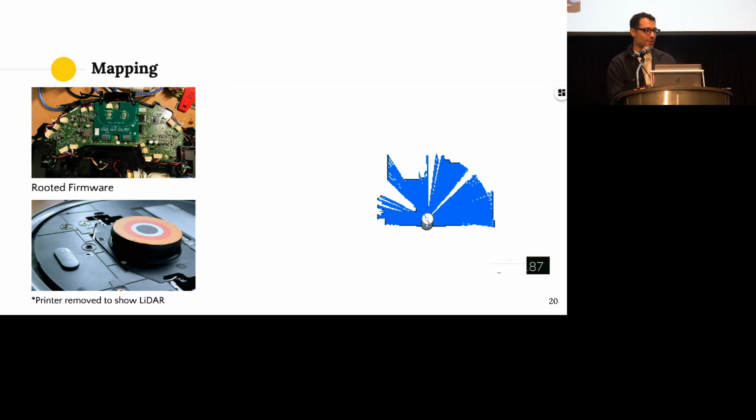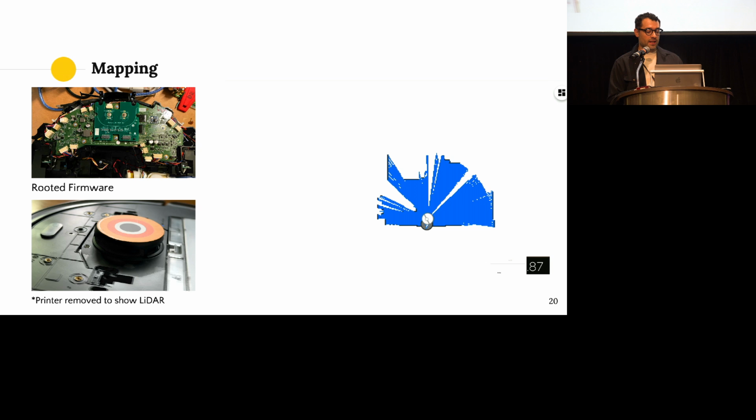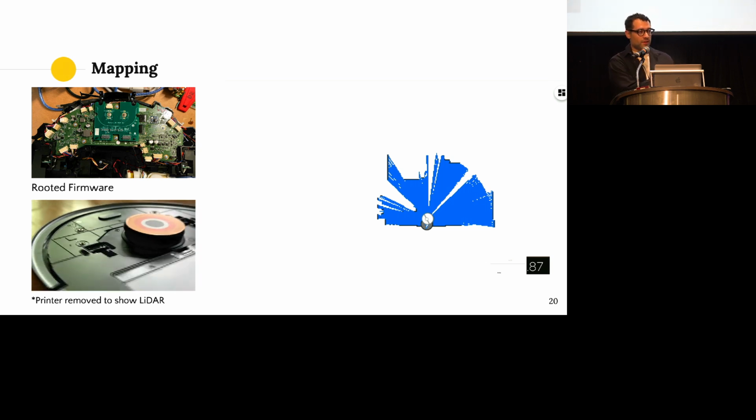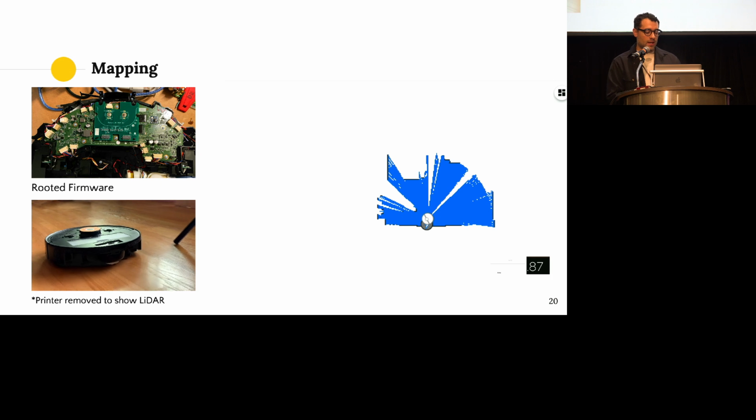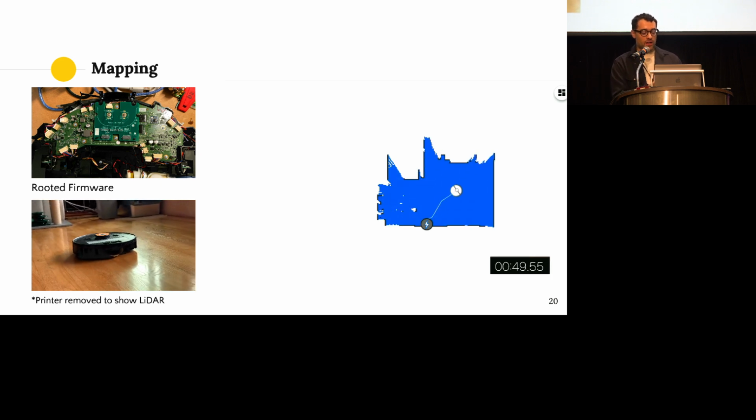Technically, it's not a Roomba. It's a Roborock that has been rooted with firmware that allows us to pull the robot state and information. It uses LiDAR, so it has a built-in LiDAR. In this case, I've removed the printer from the top to show the hardware. And with that LiDAR, we can actually use the map that it builds in the machine in our interface.